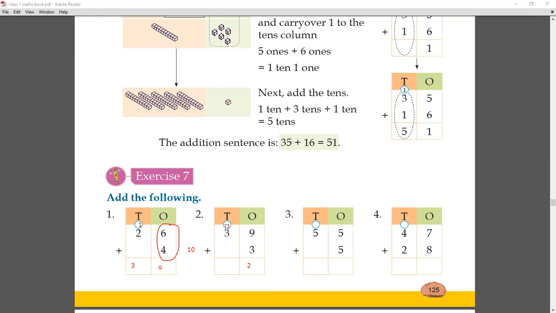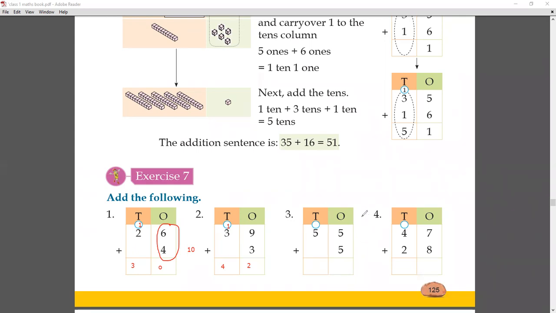Okay, now 1 plus 3. 1 plus 3 is equal to what? Take your 3 fingers, 1 more, and what is the answer? The answer is 4. That's why we write 4 here. Is that clear?